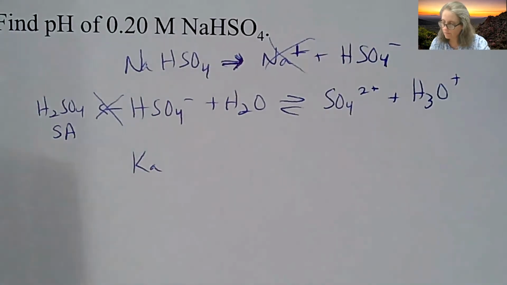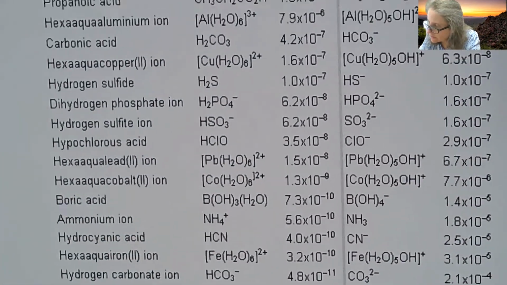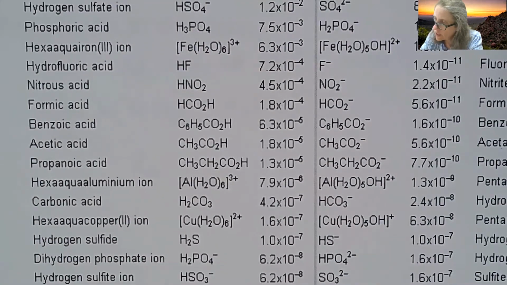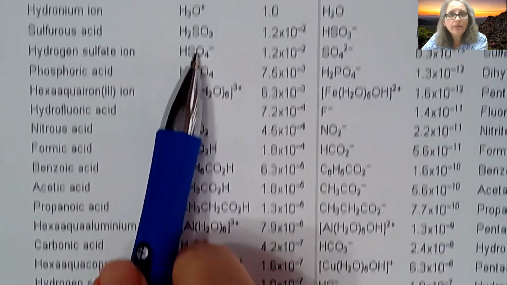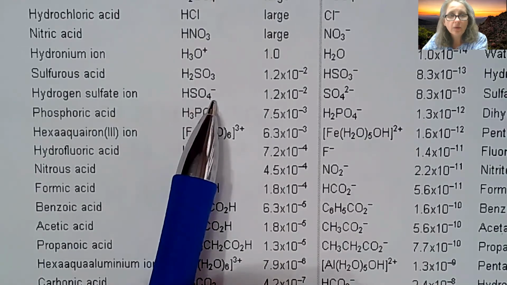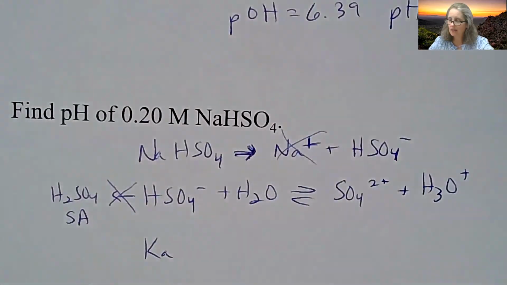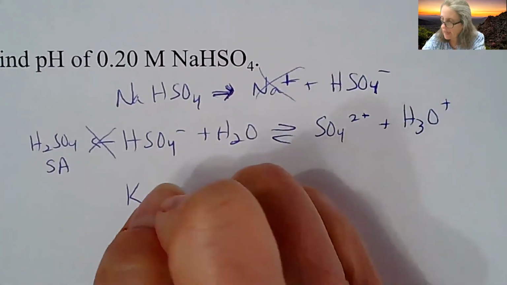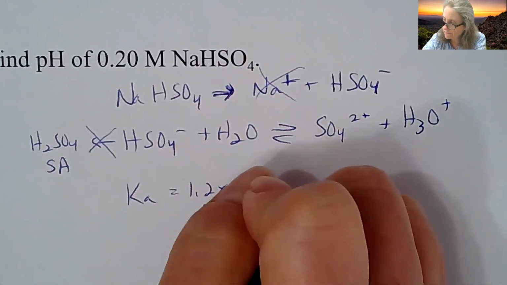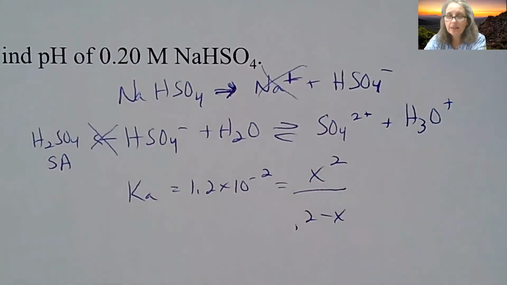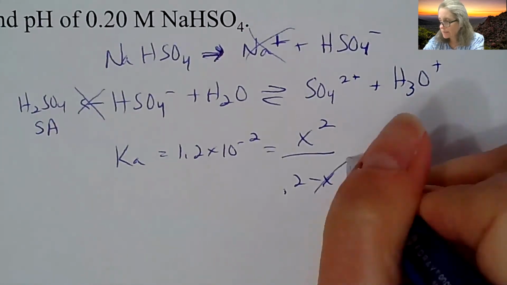So you have to go and find HSO4 as a Ka, okay? So go up to the top here, okay? HSO4 minus, hydrogen sulfate ion, is 1.2 times 10 to the negative second. So that is my Ka for this salt, this ion. It's going to be x squared over 0.2 minus x. Same thing. Cross out that x.